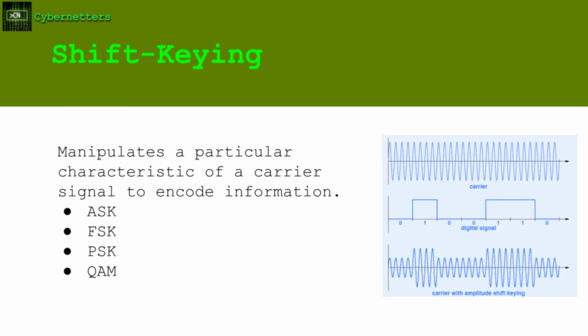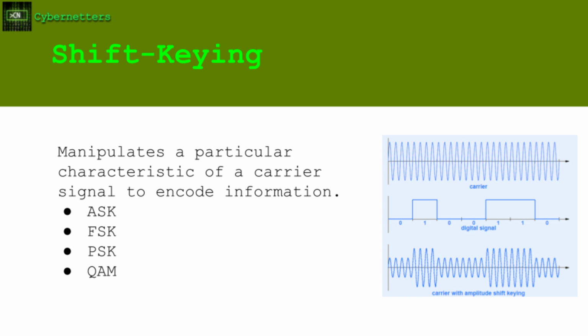So, shift keying is when you manipulate a particular characteristic of a carrier signal to encode information. The types are ASK, which we talked about, which is modifying the amplitude, FSK, which modifies the frequency, PSK, which modifies the phase, and then QAM, which modifies both the AM and the PM, basically, which we'll be talking about in the next slide.